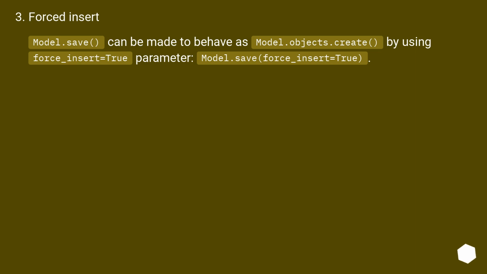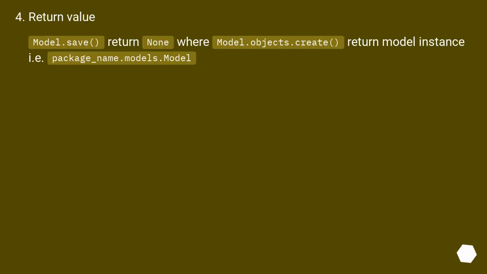Forced insert. Model.save can be made to behave as Model.objects.create by using force_insert equals True parameter: Model.save(force_insert=True). Return value. Model.save returns None whereas Model.objects.create returns model instance, i.e. package_name.models.Model.